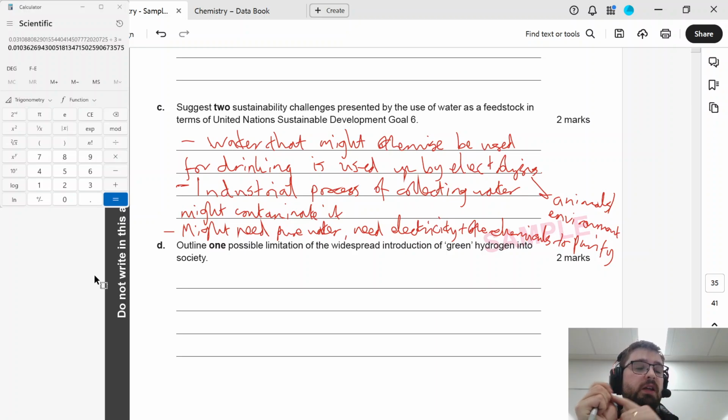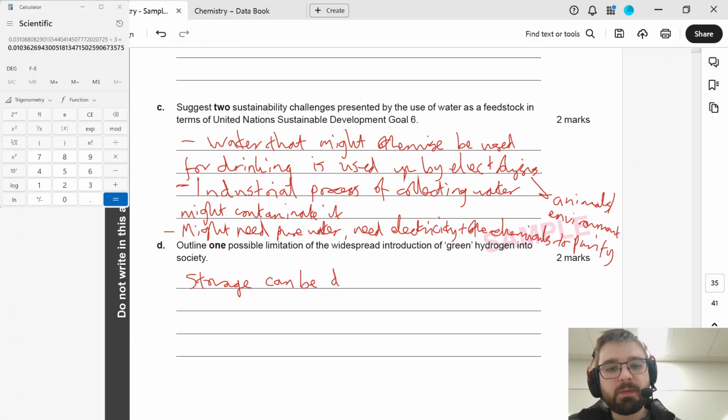Safety is one thing. So storage would probably be my biggest thing. Is politics an answer? It's a limitation. Storage can be dangerous.